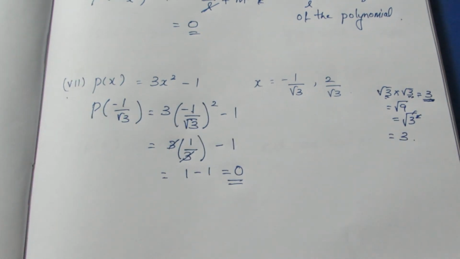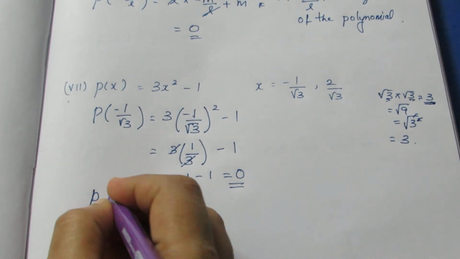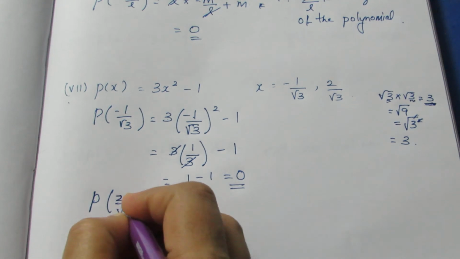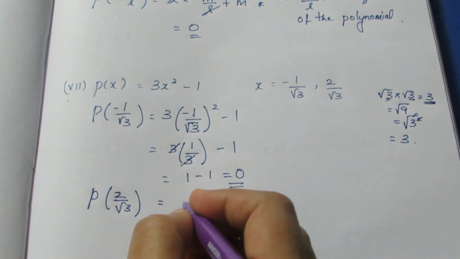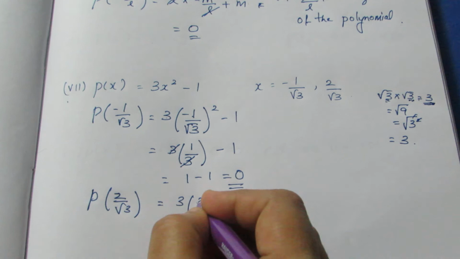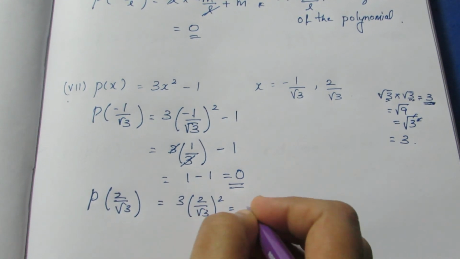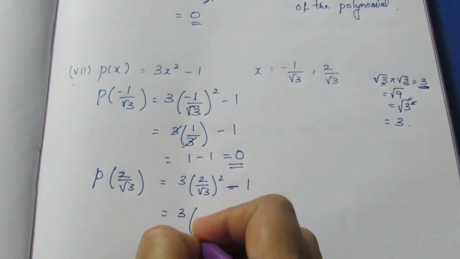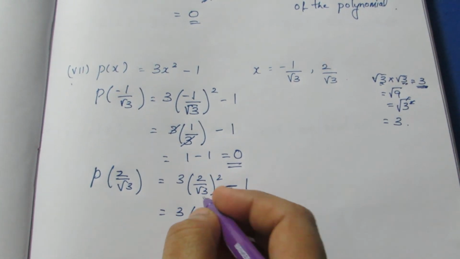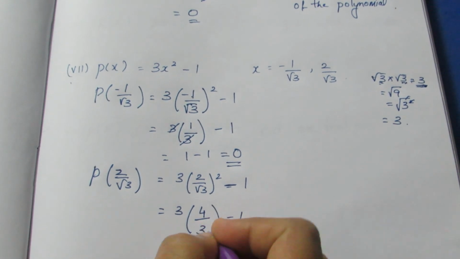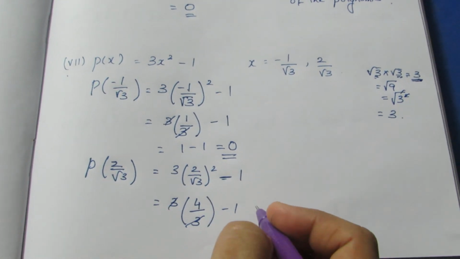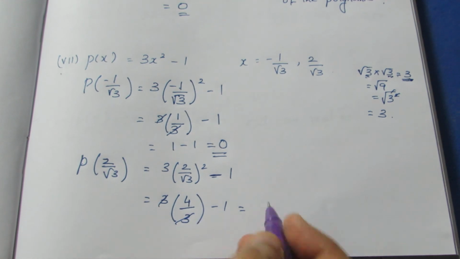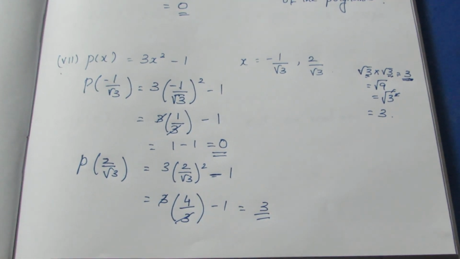We'll try it with 2 by root 3. I am substituting the value of 2 by root 3 in the place of x. So 3 into 2 by root 3 the whole square, minus 1. 3 into 2 squared is 4. As I told before, root 3 into root 3 will become 3. Here it gets cancelled. Now it is 4 minus 1, which is equal to 3. So we are getting the first one to be the zero of the polynomial. The second one is not the zero of the polynomial.